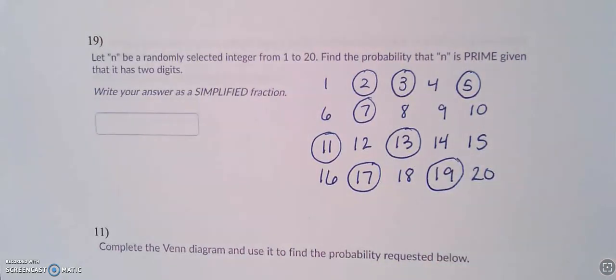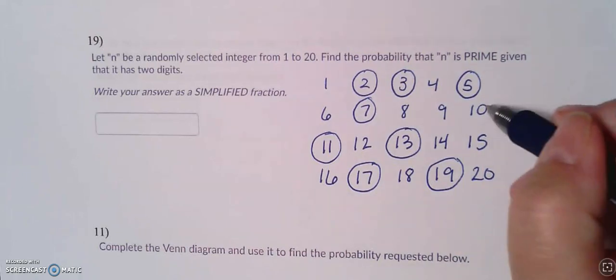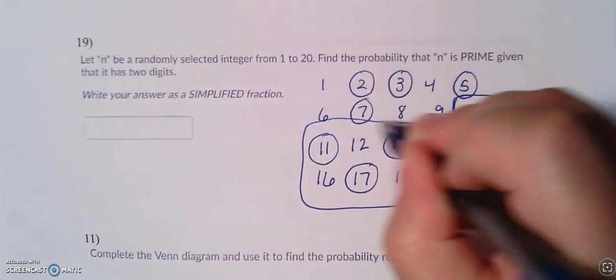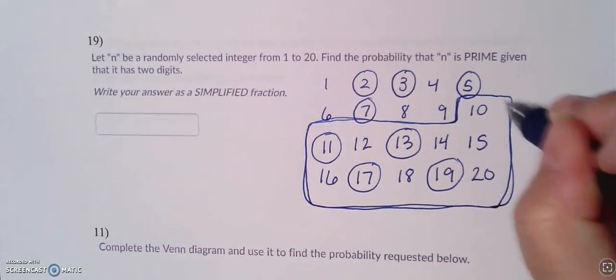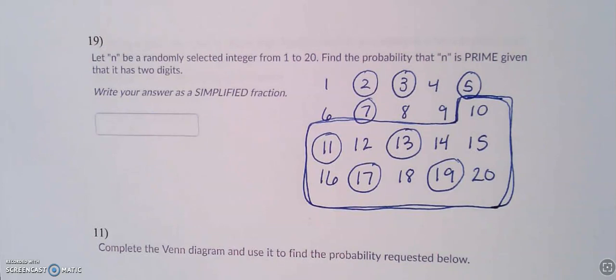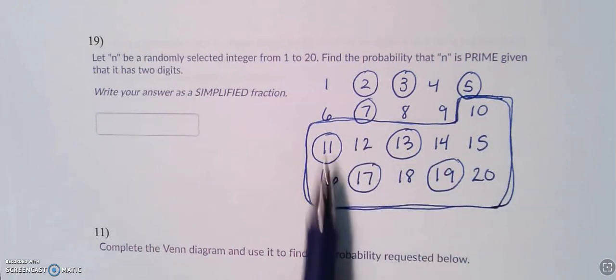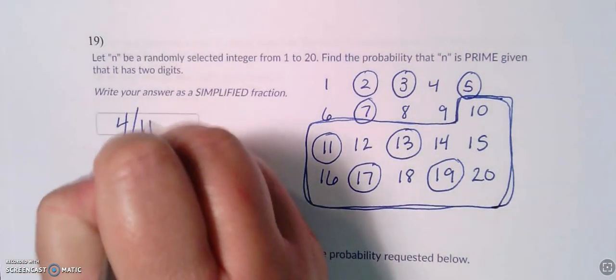Find the probability that n is a prime number given that it has 2 digits. Given that it has 2 digits means we are only paying attention to the numbers that have 2 digits. It's like we narrowed our entire world down to what's inside this box with a little bump out here. So we have 1, 2, 3, 4 prime numbers out of 1, 2, 3, 4, 5, 6, 7, 8, 9, 10, 11. So your answer is 4/11.